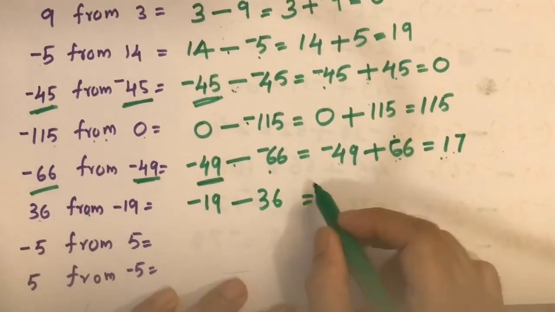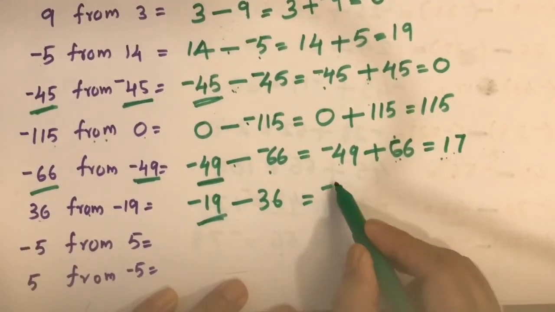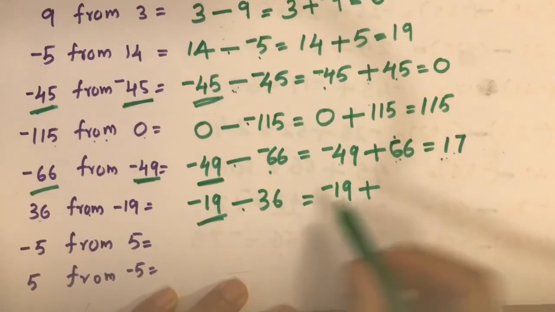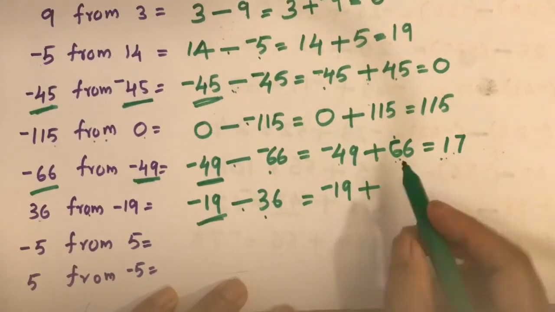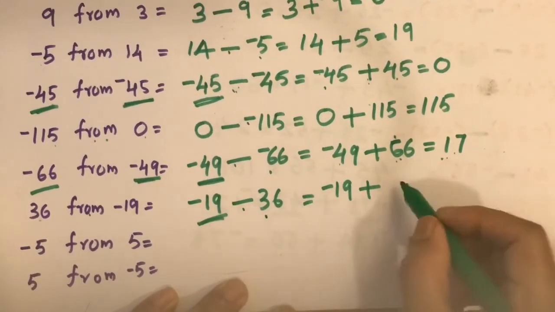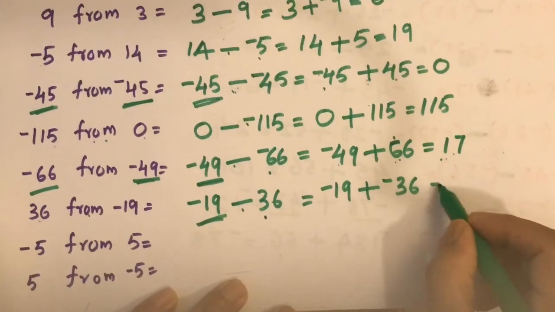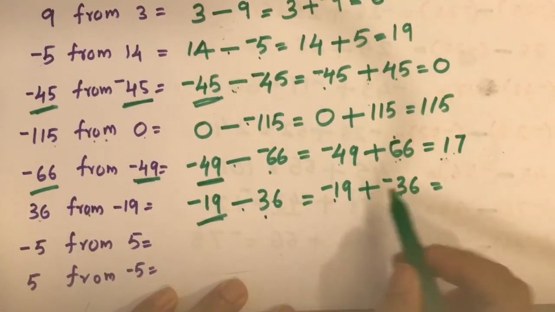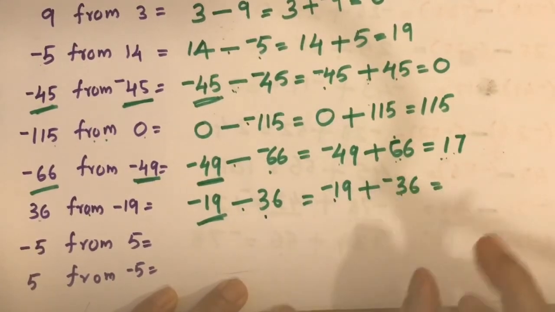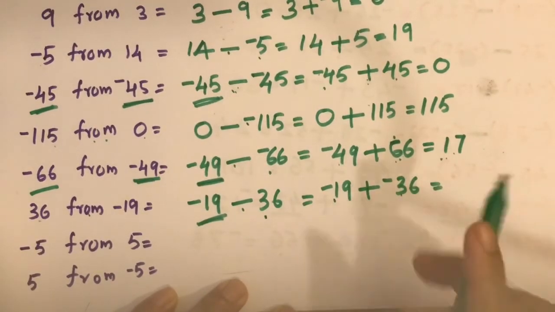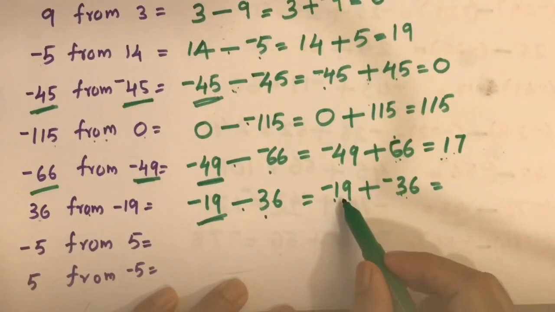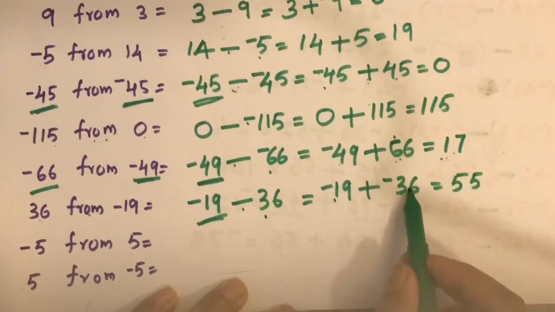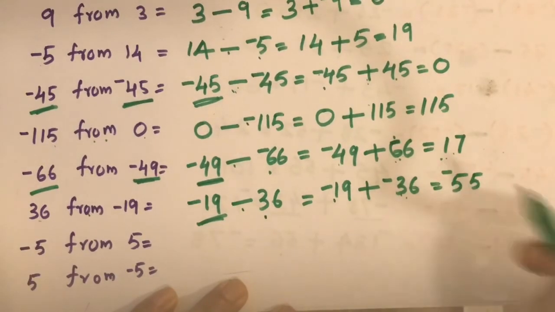For that, keep the first integer the same, that is negative 19. Then change the operation. Then change the sign of the second integer. Here it is positive, change it into negative. Here 36 is negative and 19 is also negative. If both numbers are negative, we need to add the numbers. That is 36 plus 19. It will be 55. If both are negative, the answer is also negative.